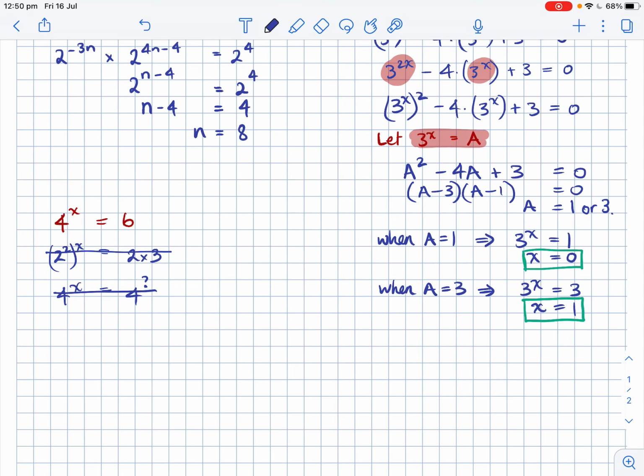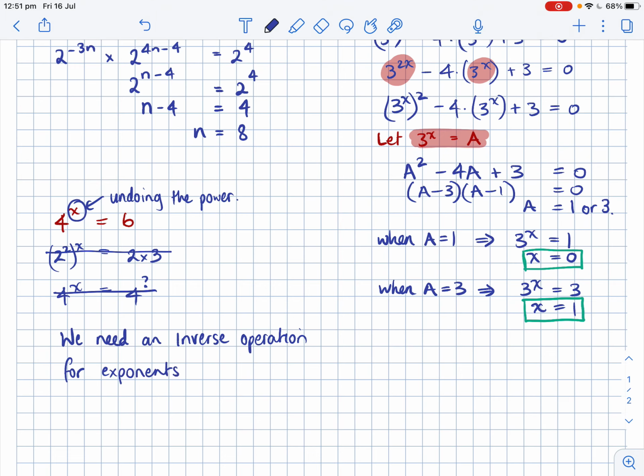And this is where we need some kind of method of getting rid of my base number. I need some method for undoing the power. We need a method for undoing the power. We need an inverse operation for exponentials, or for exponents, or for indices.